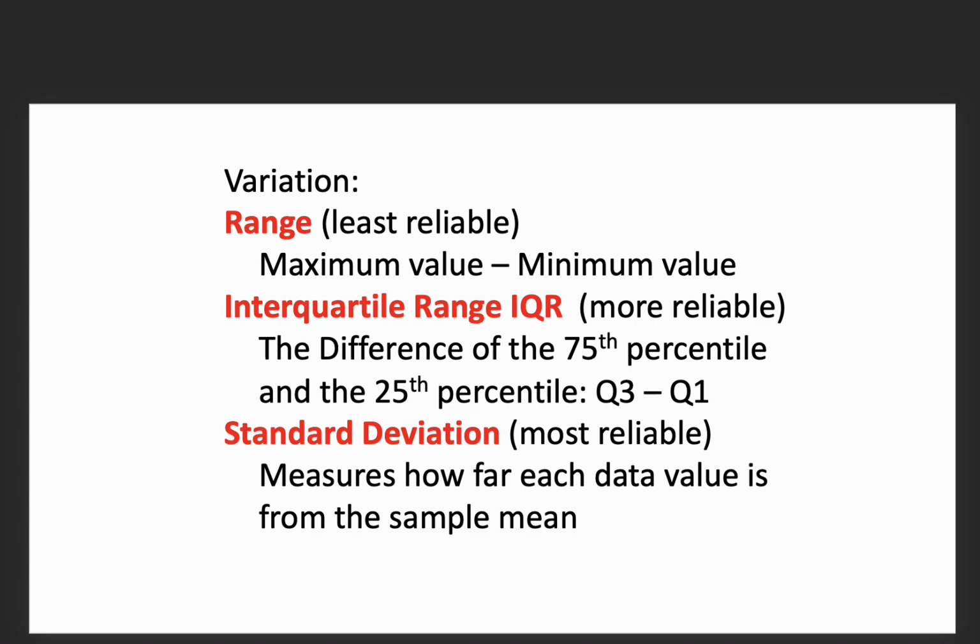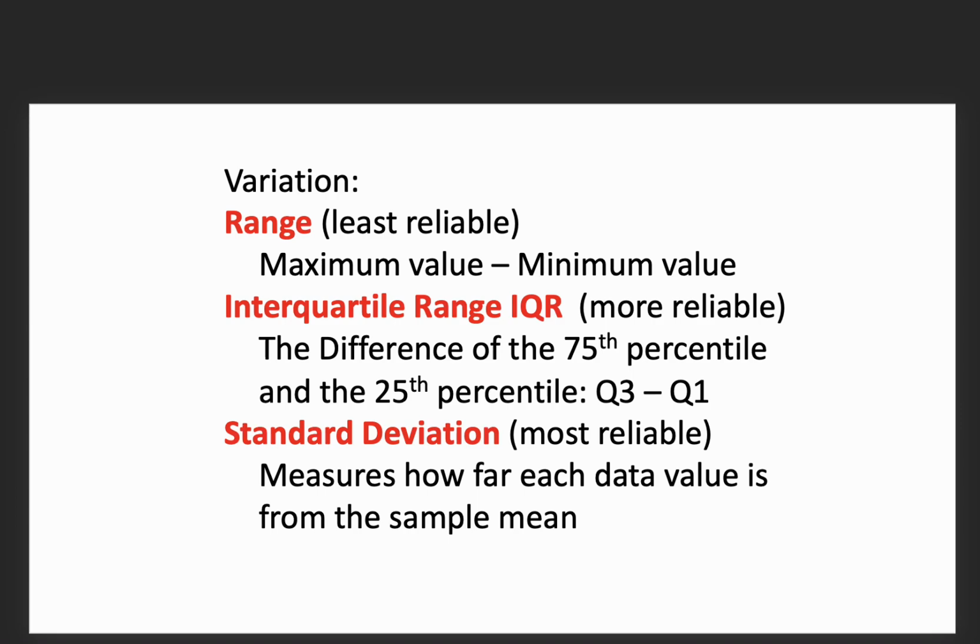And then we have the standard deviation, which is the most reliable. It measures how far each data value is from the sample mean and then squares it so positive and negative deviations won't cancel each other. And then we add those all up and we divide by n-1 to average all of that out and kind of get an average deviation. The problem with that is, I'll show you in the formula what the problem is.